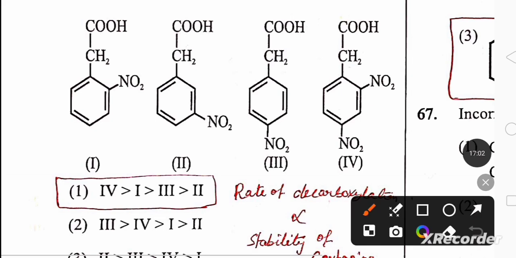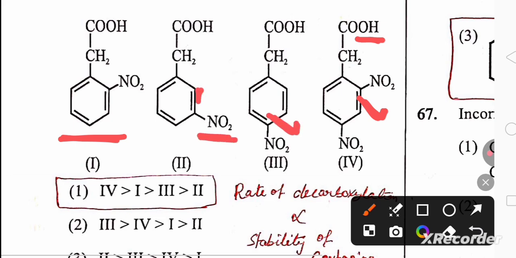The more decarboxylation you will get in option 4. There you can find 2 nitro groups, one at ortho position, one at para position. Because of that, it will get the stable carbanion. Then second is option 1 where the nitro group is present at the ortho position. Then the next one is the compound with the nitro group at the para position, and the least one is the nitro group present at the meta position. So option 1 is the right answer for this question.